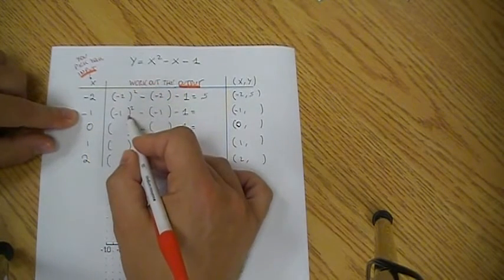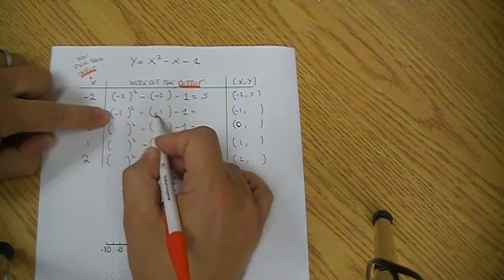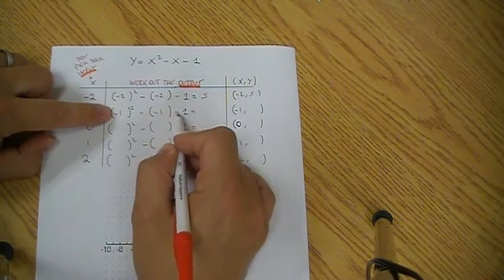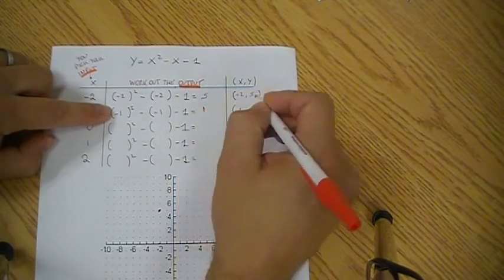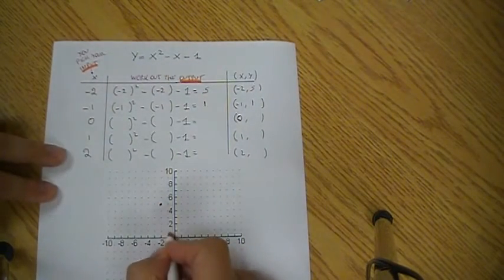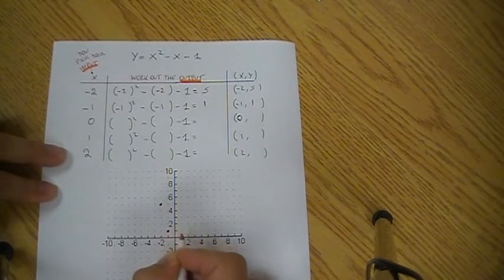And then I'll check the second one, -1. So -1 squared is 1. Minus -1, it's +1. So 1 plus 1 is 2. 2 minus 1 is 1. So -1 and 1 is another point. There's another point there.